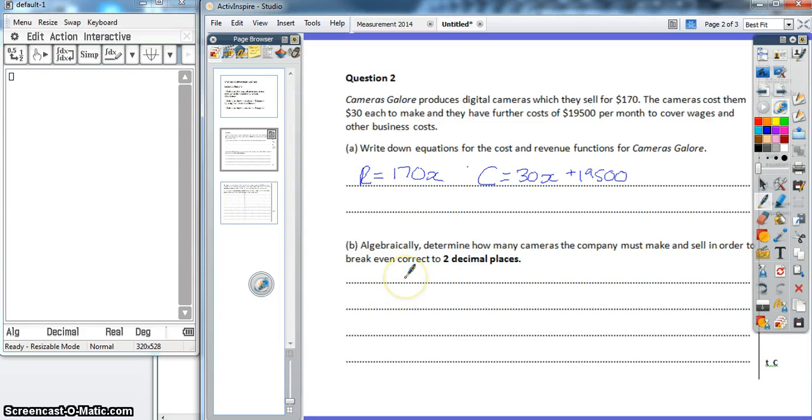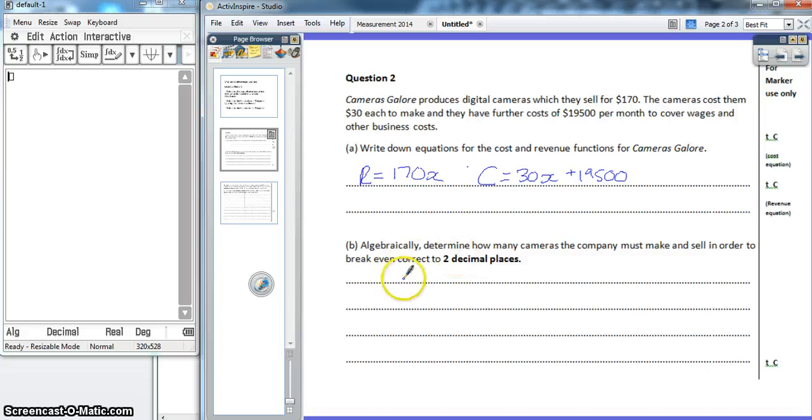And that's that done. Algebraically determine how many cameras the company must make and sell in order to break even, correct to 2 decimal places. Now it is important here, it says algebraically, so we're going to have to show a couple of lines of working. To start off with, break even occurs when revenue equals cost. So that means 170x, that's our revenue, equals our costs, 30x plus 19,500. Now, really, that's the algebra that we need to show.